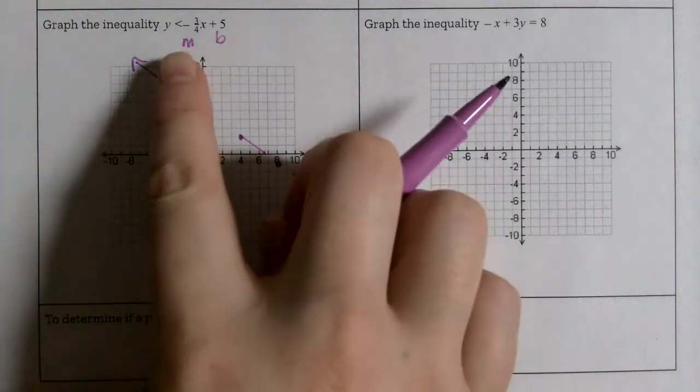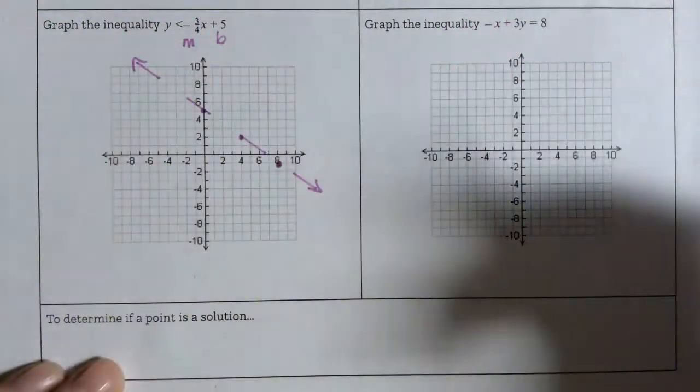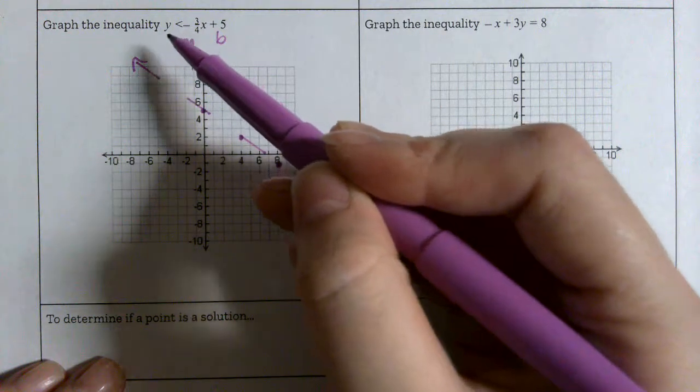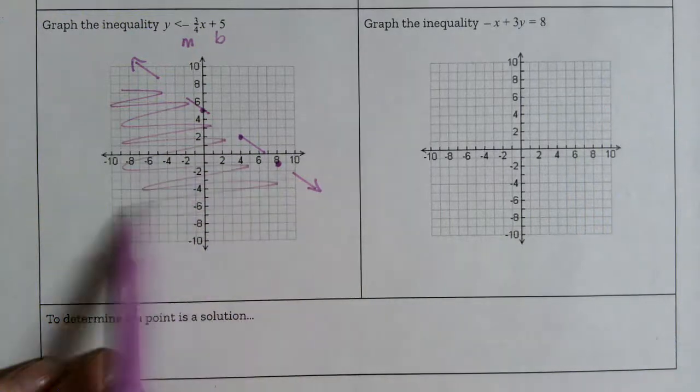And then because this is in y equals mx plus b, this is in slope-intercept form, I can simply shade above or below. This symbol is a less than, so that would mean I would shade below the line. So I'm going to shade this side.